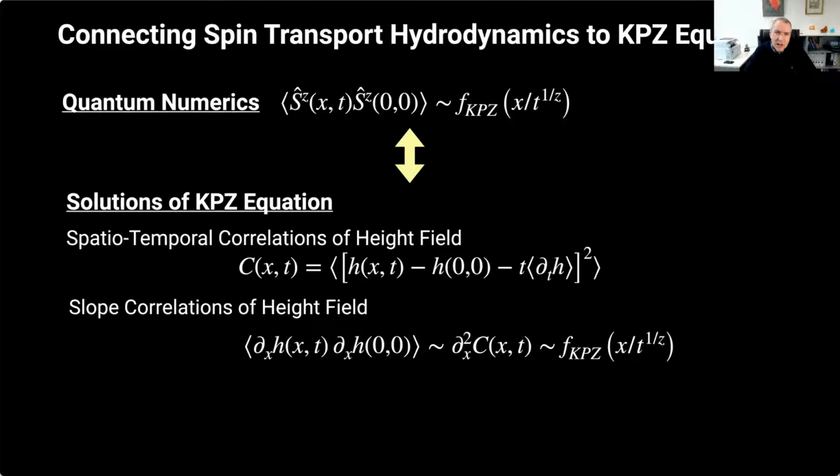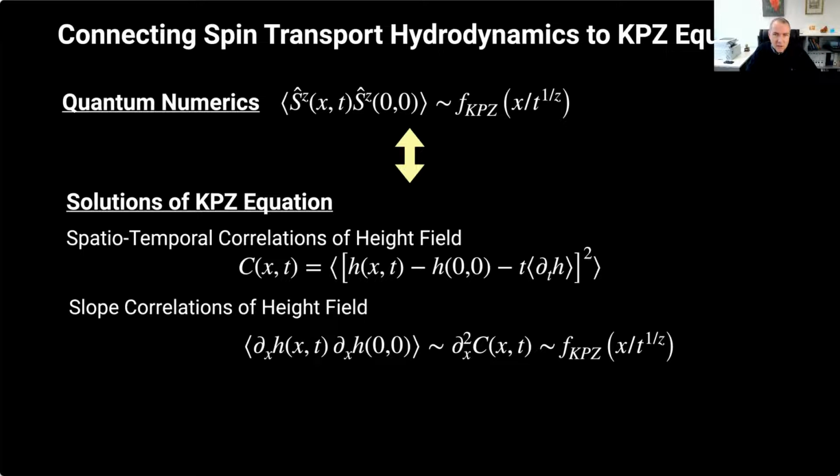Now, there was a conjecture. We know that we have two quantities that behave like a KPZ scaling function. From the quantum numerics, from Tomáš's numeric result, he found that this quantity is the KPZ scaling function. But we also know from the solutions of the KPZ equation, if we look at the correlations of the height field, so here I'm looking at the height field at x,t minus its value at 0,0, and subtracting this average growth term squared, then it turns out that the second derivative of the correlation function of the height field also gives this KPZ scaling function.